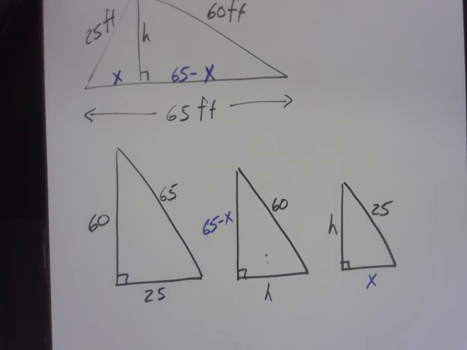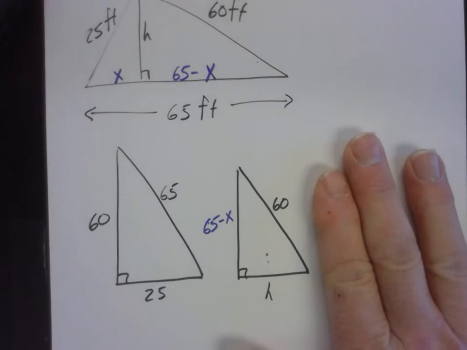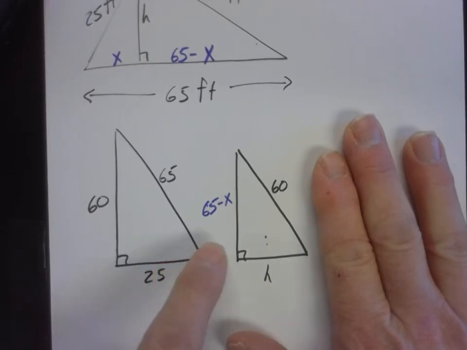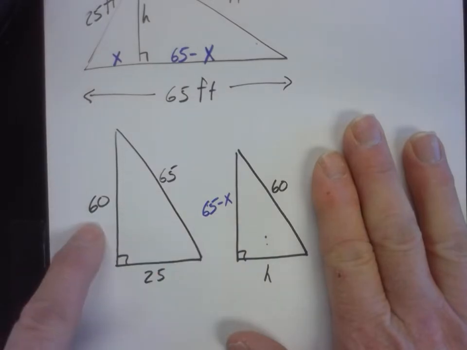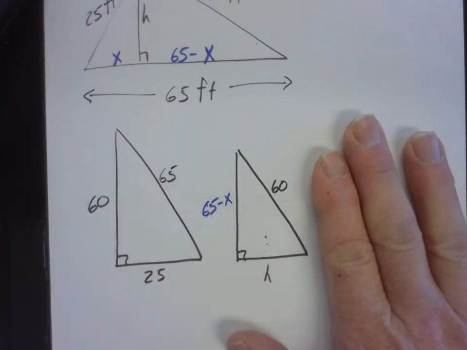Okay, so you guys see how we could find this H right here? Can we find it using those two? Yeah. H over what? 20. Wait, H over what? How do you want to do it, Cheyenne? H over 25 equals, you want to go 65 minus X over 60? No, 65. Okay, wait. 60 over 65. Okay, we can find H right there, can't we?